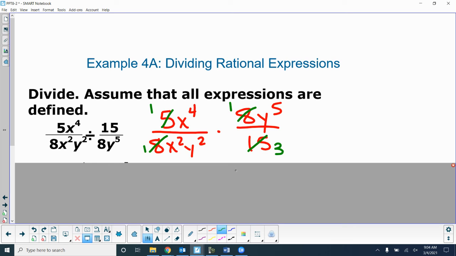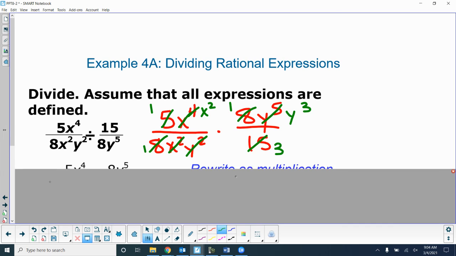Where's the x's going to be? Top. How many? 2 of them, right? X squared. How about the y's? Top or bottom? Top, how many? 3. So our answer is x squared y cubed over 3.